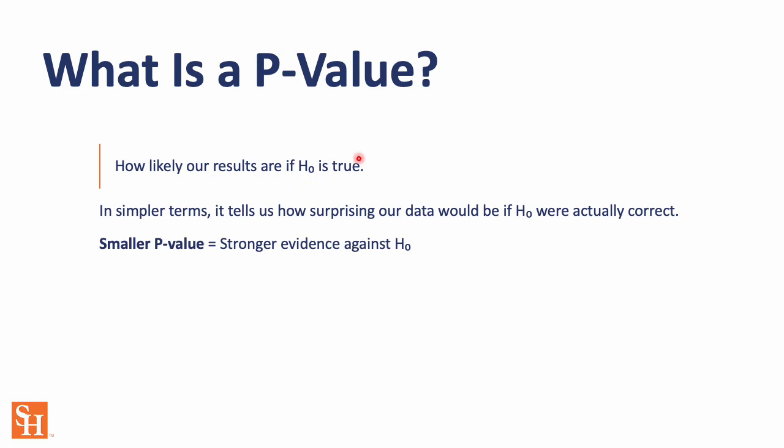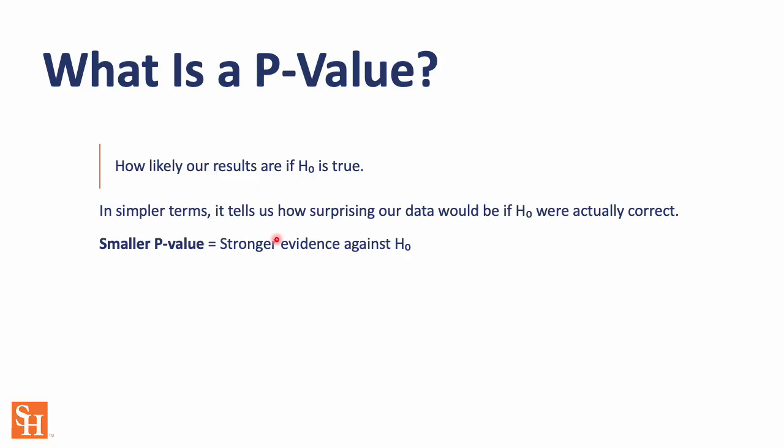So let me clarify again. What is the p-value? The p-value basically tells us how likely our sample result is if the null hypothesis is true, right? And what does a smaller p-value indicate? That means we have strong evidence against the null hypothesis. In other words, we have strong evidence for the alternative hypothesis, right?